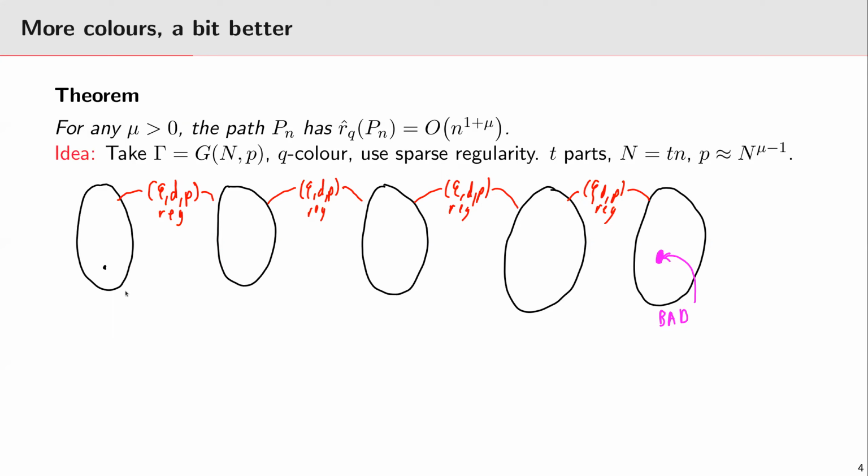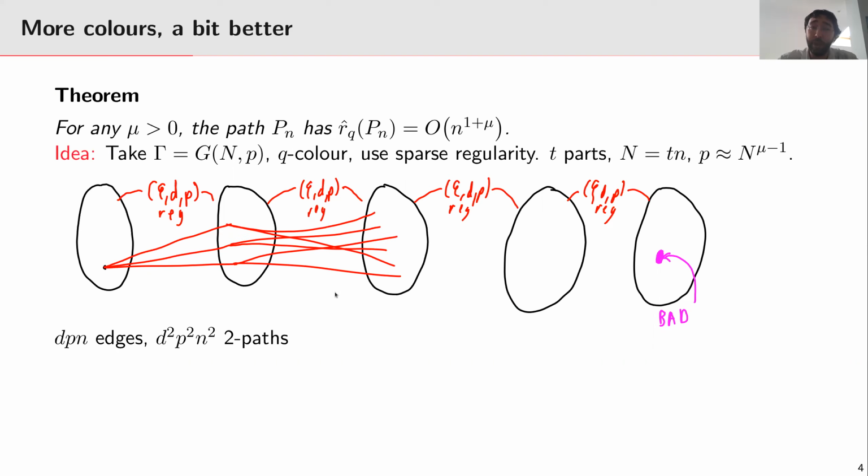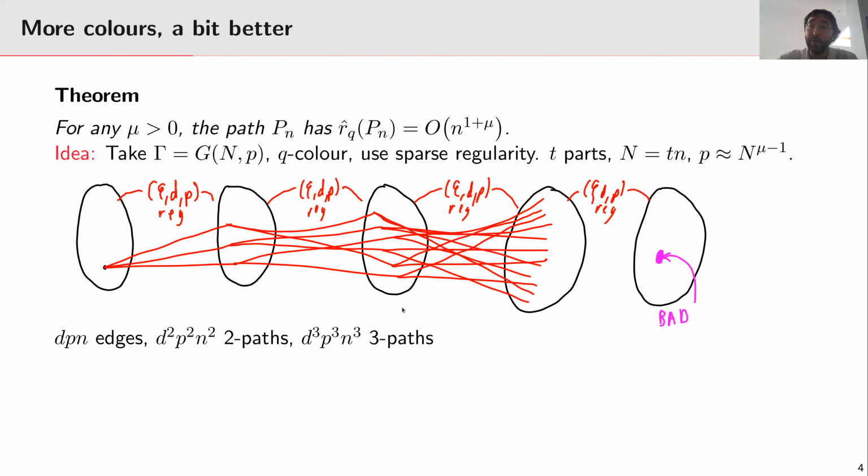Okay, so what do I mean that this vertex is a good vertex? Well, it should have about dpn neighbors over here, so roughly the expected number. Also, each of these neighbors, or at least most of them, should have their own dpn neighbors in the next set. So I'll find about this many 2 paths. And each of those, again, should have lots of neighbors in the next set. So I'll get this many 3 paths. Okay, so this looks like some nice expansion.